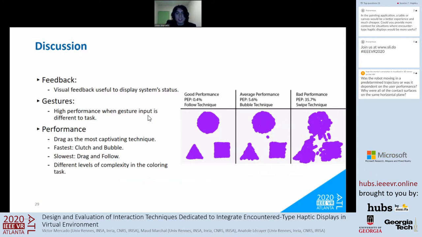So basically this is the performance of these techniques for the painting task. And let's take that into account very seriously, because it doesn't mean that overall swipe is bad. That doesn't mean that overall clutch is going to be good in all the cases.